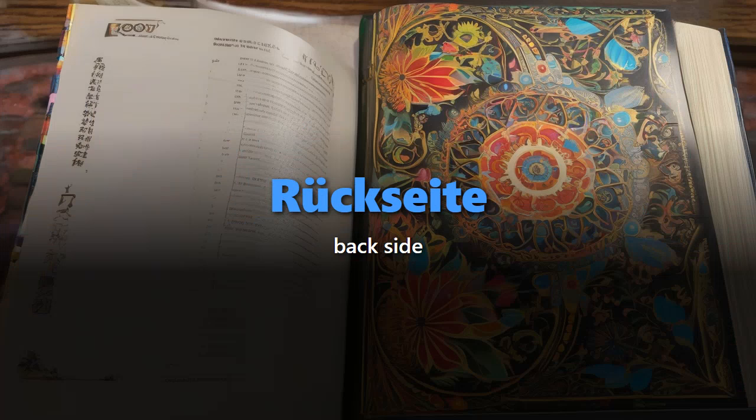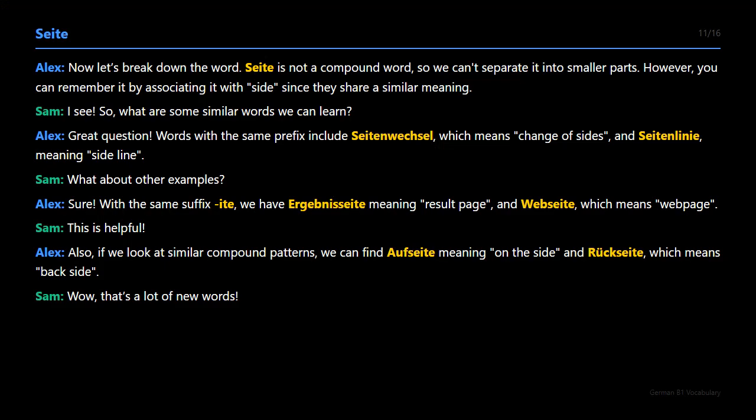Now let's break down the word. Seite is not a compound word, so we can't separate it into smaller parts. However, you can remember it by associating it with side since they share a similar meaning. I see. So, what are some similar words we can learn?